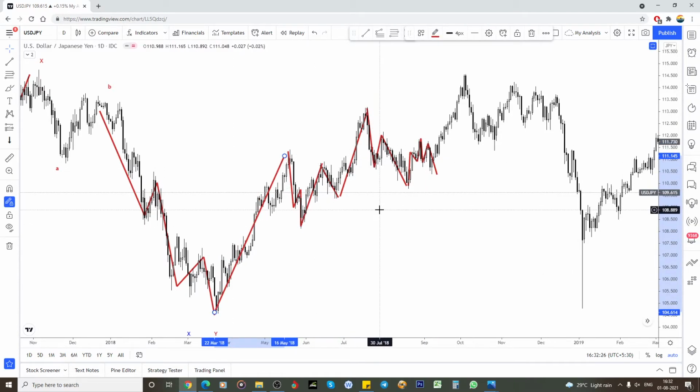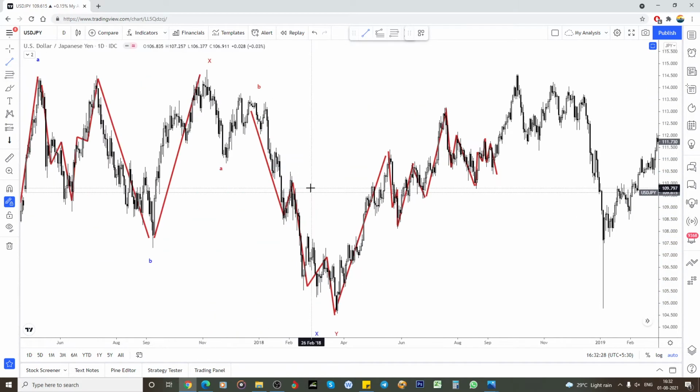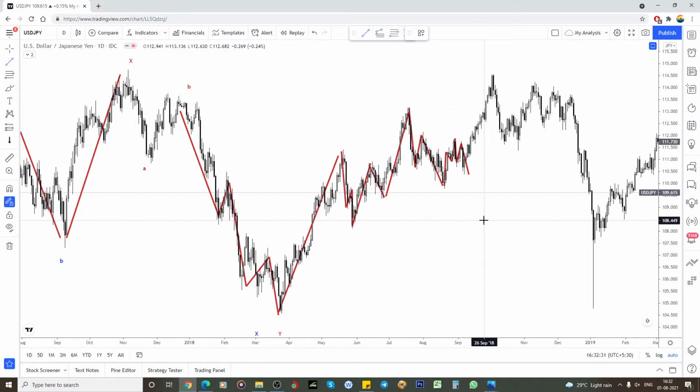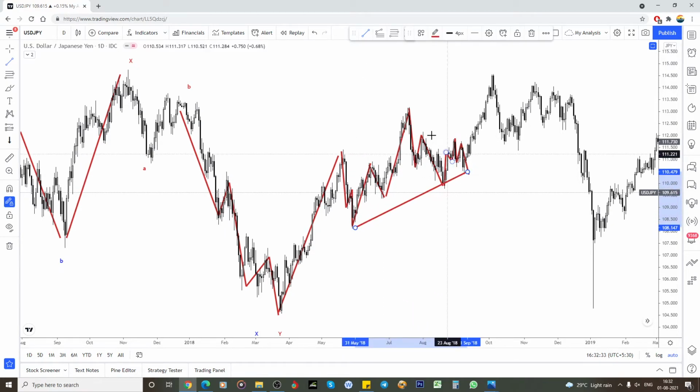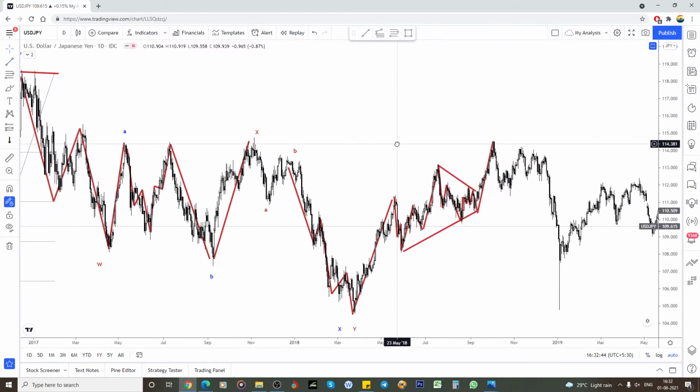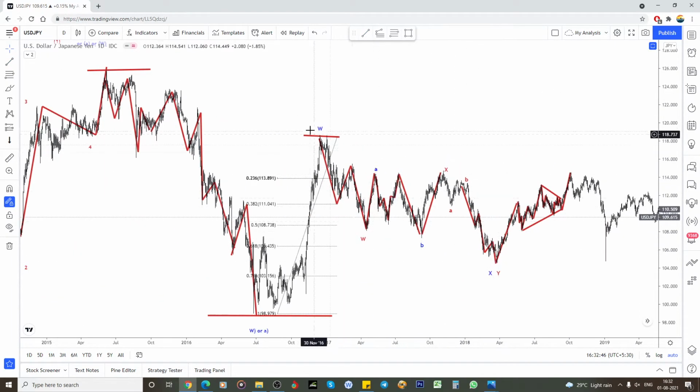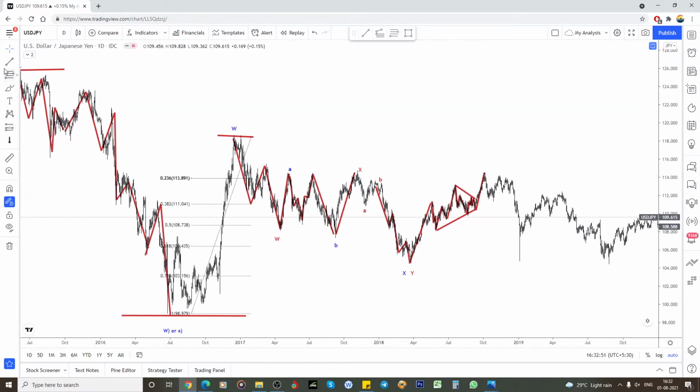After this it is making a 3-wave structure, which means what we are expecting is a B and C. So this B is a triangle, A, B, C, D, E. It's a running triangle, and 1A is already done, A, B and C. Anyway, we are moving for this W, X, A, B and C. We are expecting the C wave may get extended into a 5-wave structure to complete the Y wave.